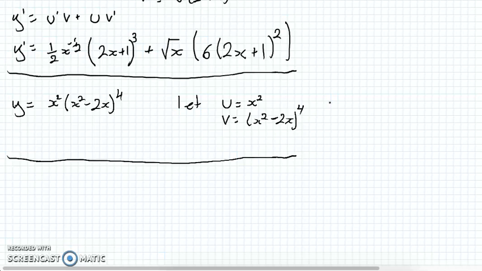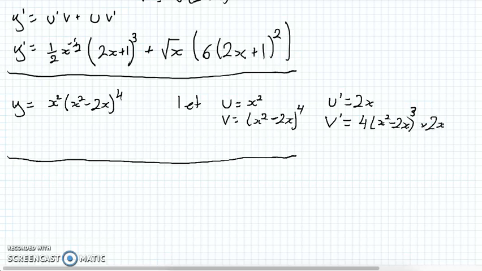So what are the derivatives of these? Look at u first. The derivative of u should be pretty simple and clear by now. It's just going to be 2x. The derivative of v, we're going to have to use our chain rule again. Can't get away from it. So 4 (x squared minus 2x) to the power of 3, times (2x minus 2). Now we can go through and simplify it if we want to, but let's just leave it as that.